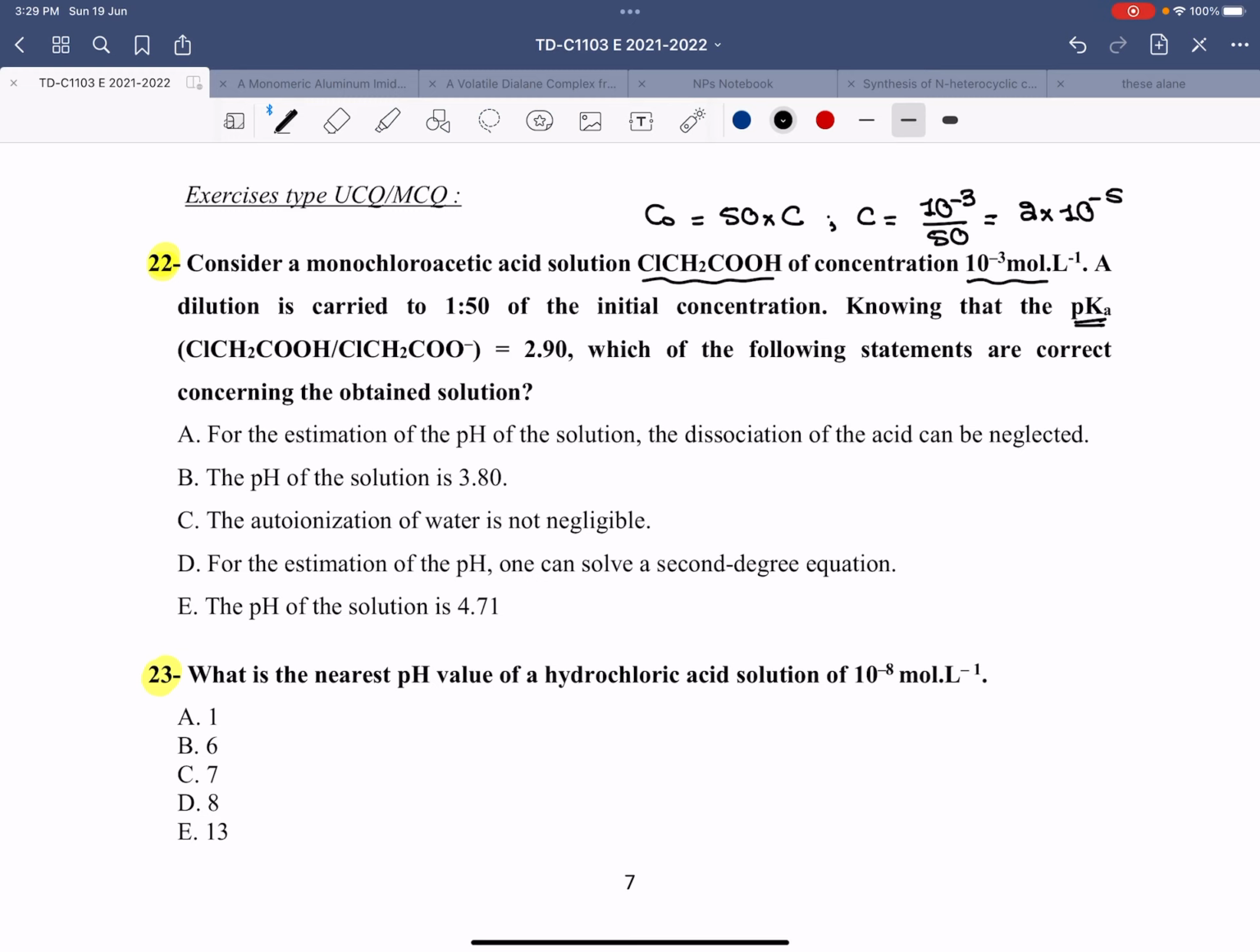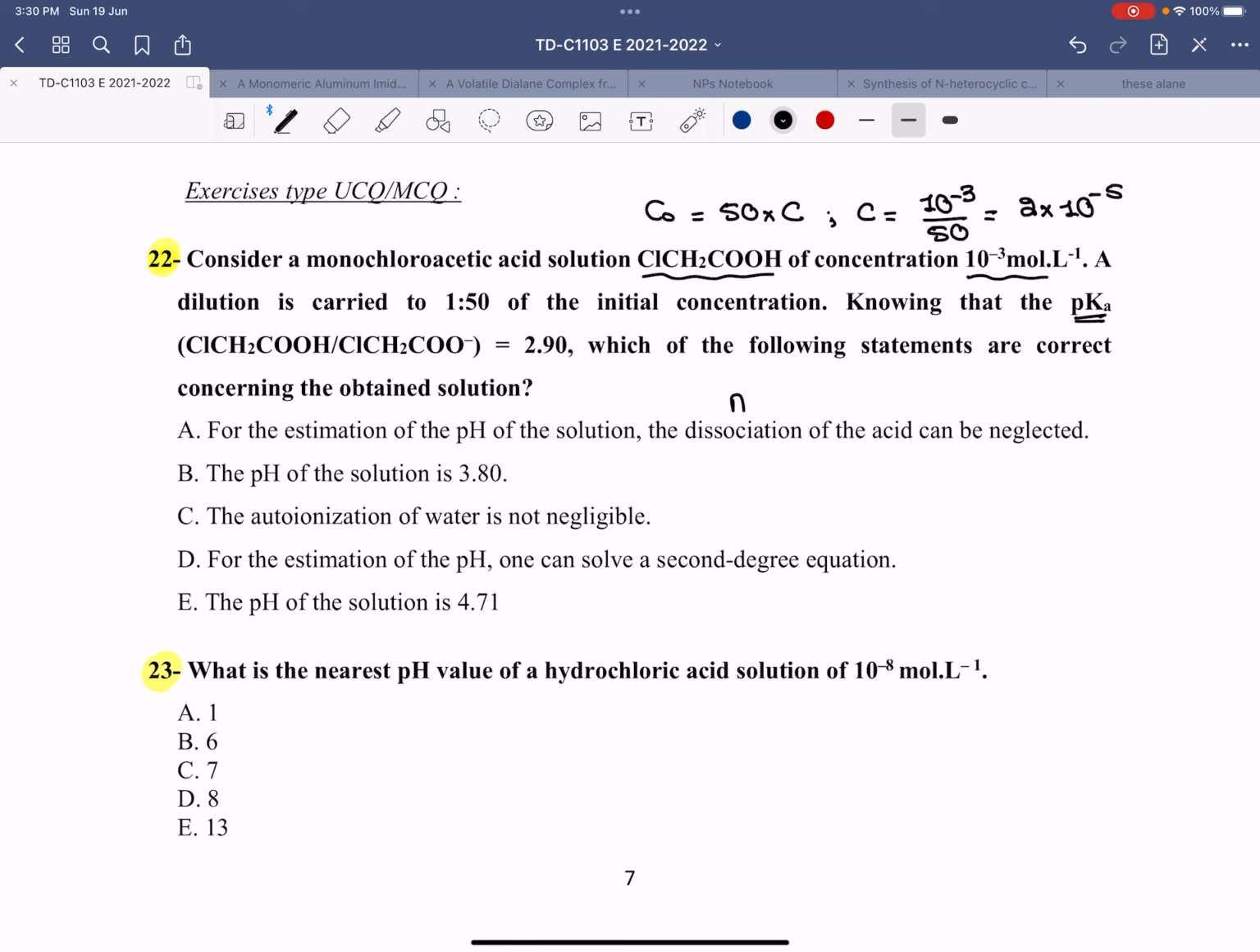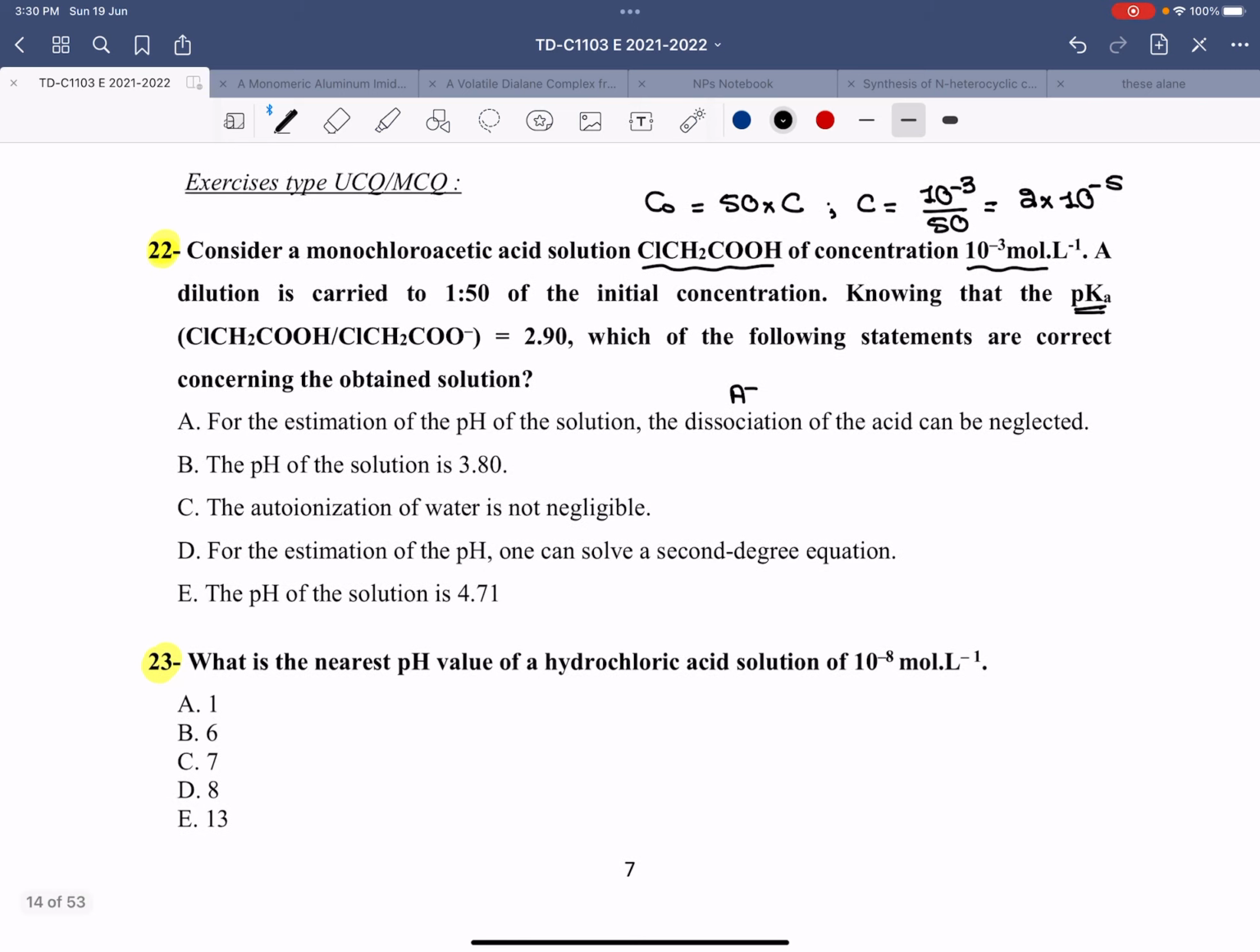This is now the concentration. For the estimation of the pH of the solution, the dissociation of the acid can be neglected. Dissociation of the acid, meaning you can neglect A minus. When can A minus be neglected? A minus can be neglected when, remember, pH equals half pKa minus half log C is less or equal to pKa.